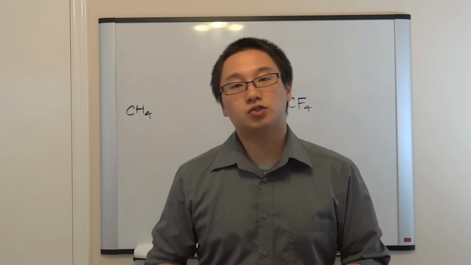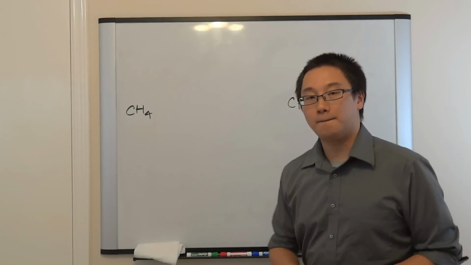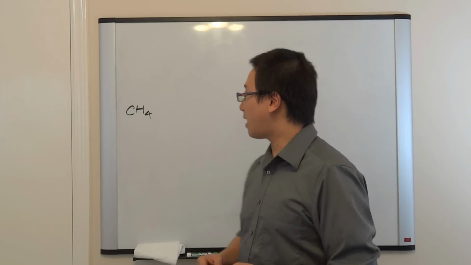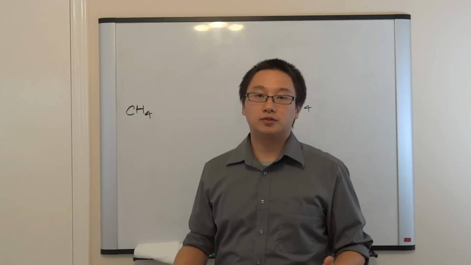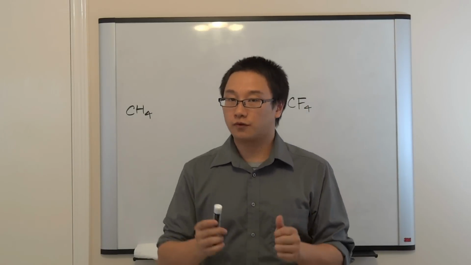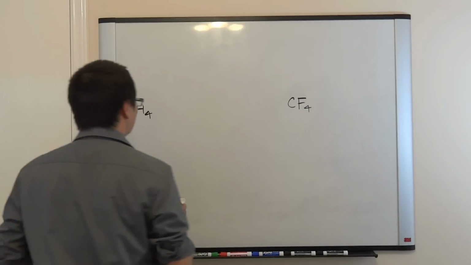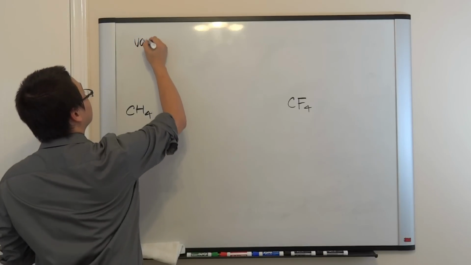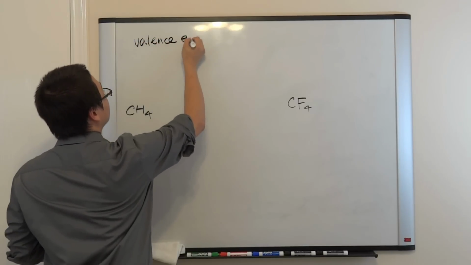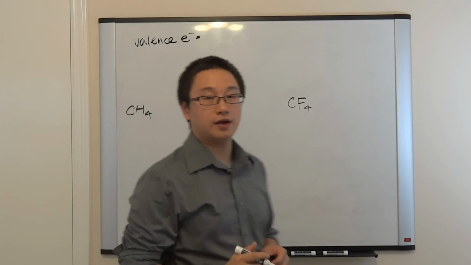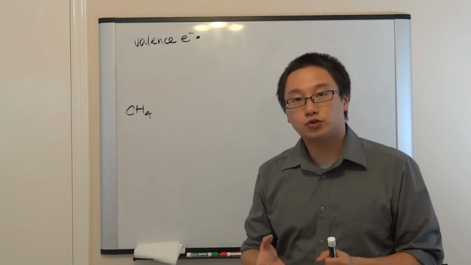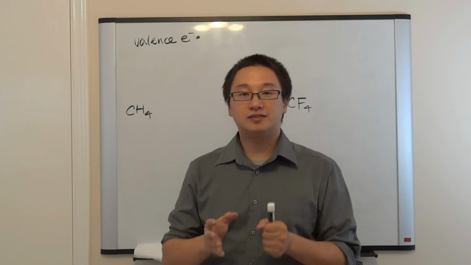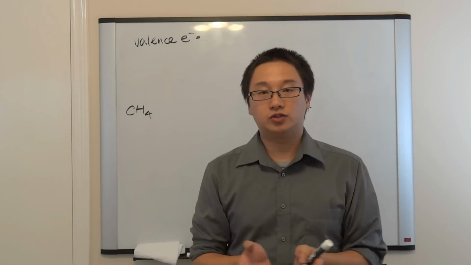Okay, so now let's start with CH4, methane. We see the chemical formula, so where do we get started? The first thing is to count the number of valence electrons. In this molecule, we look at the carbon and the hydrogen to see how many electrons in total are in the valence shell.